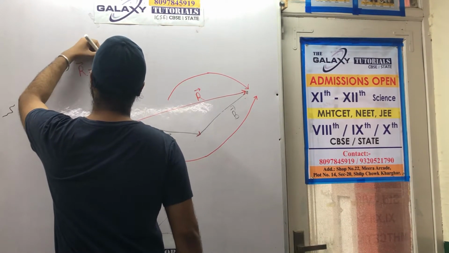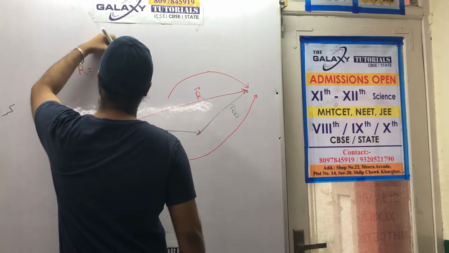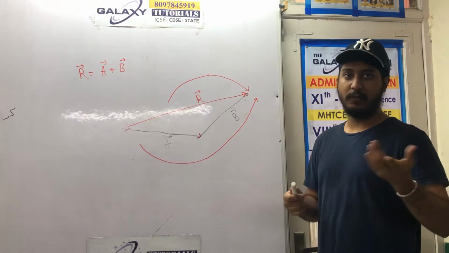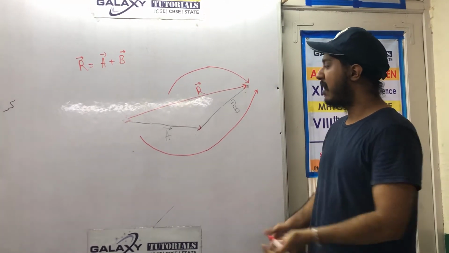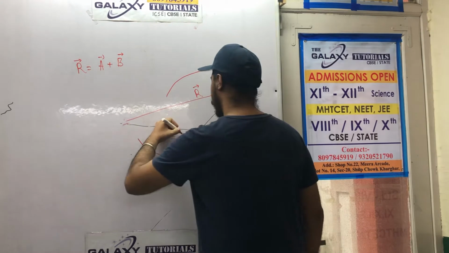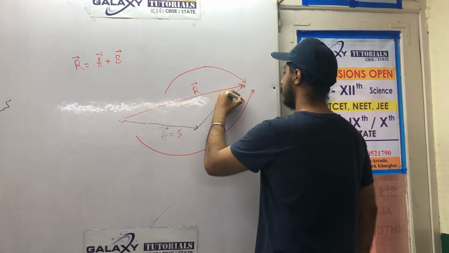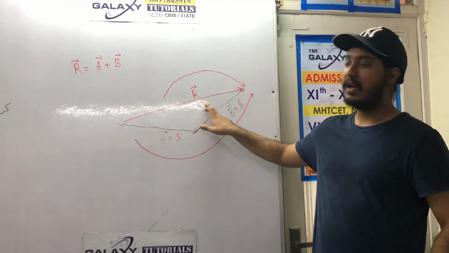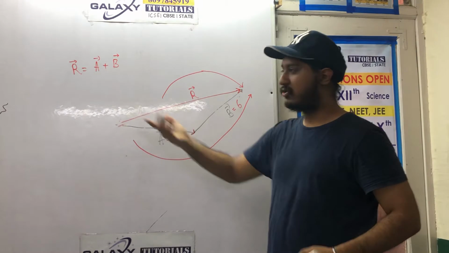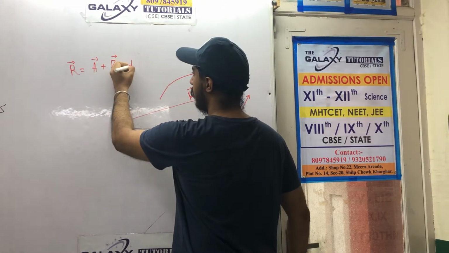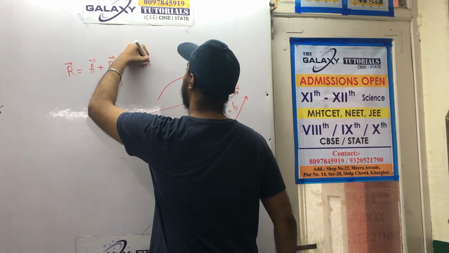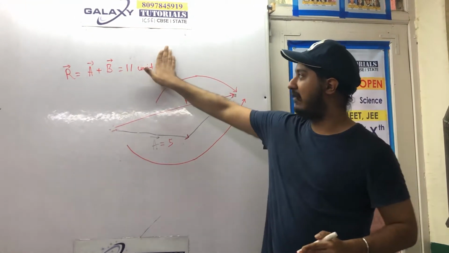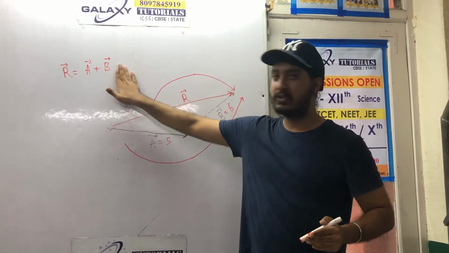Vector A plus B. Now many of you will have confusion because you are studying this chapter for the first time. Say this one is 5 units and this one is 6 units. In your mind it will come that sir told us this is the third side, so R is equal to A plus B, so this should be 11 units. This is absolutely wrong. The answer is not 11 units. I will show you how to find the magnitude. The magnitude is not 11 units.